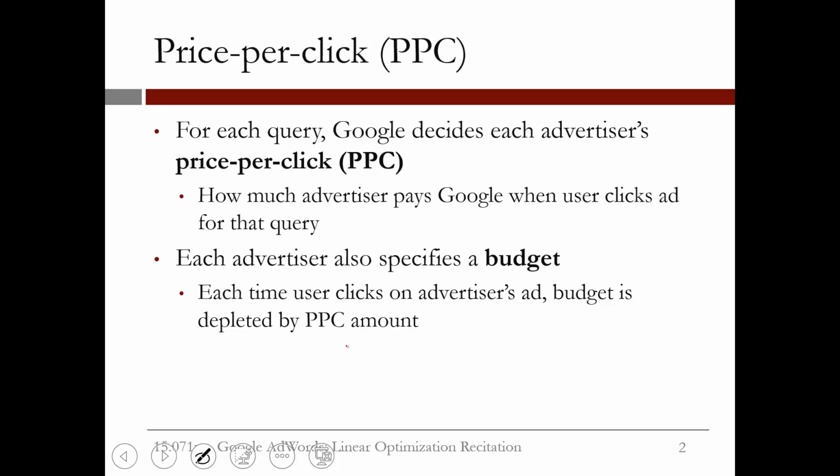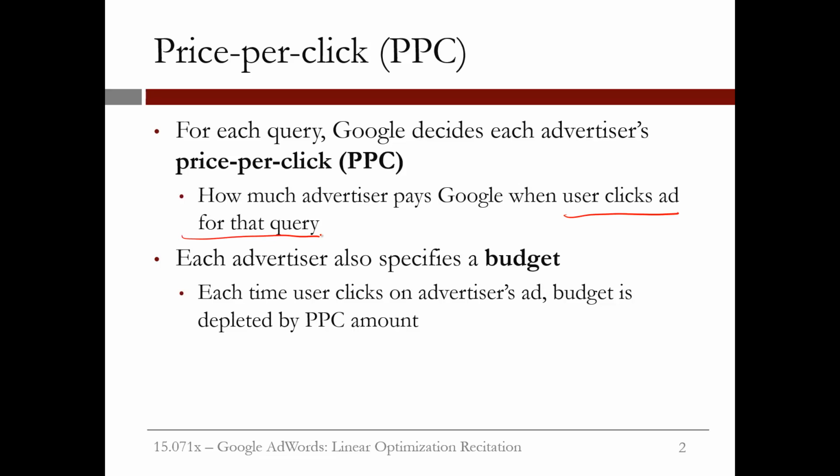So, as we just discussed, Google decides each advertiser's price per click. The price per click is how much each advertiser pays Google when a user clicks on the ad for that query. Each advertiser also specifies a budget. This is the total amount of money that the advertiser has available to pay for all the clicks to their ad. Every time a user clicks on the advertiser's ad, the advertiser's budget is depleted by the price per click for that ad and for that user's query.